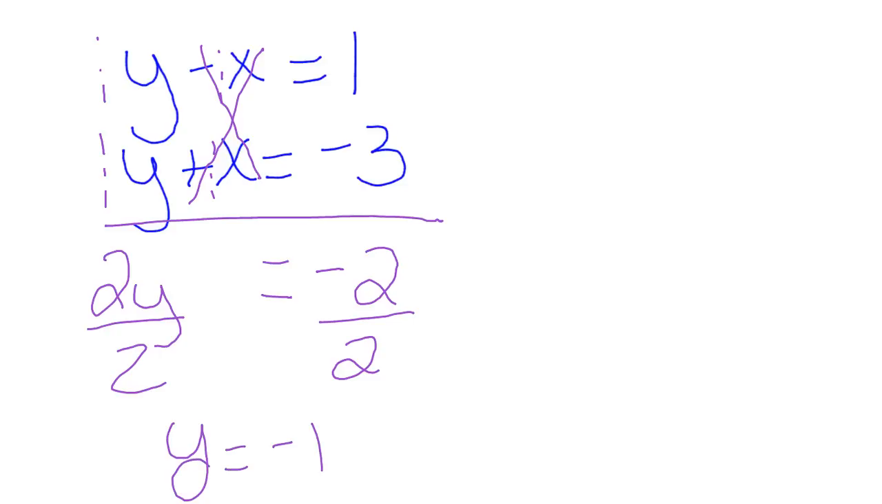Just having y will not give me a coordinate point. I now need to take this y equals negative 1 and substitute it into one of my original equations. I'm going to use the first one. I'm going to take negative 1 for y. I'm going to put parentheses to know that I substituted it in. Minus x equals 1. Now I'm going to solve for x.